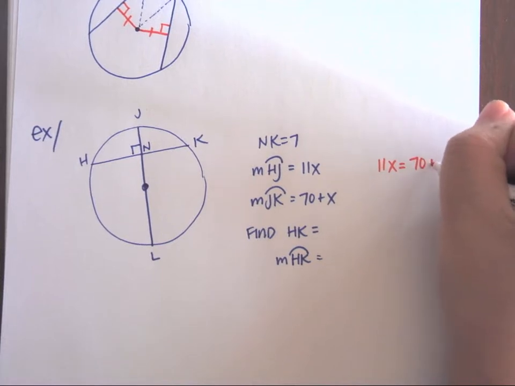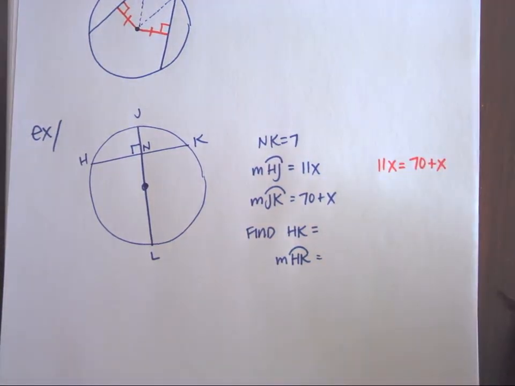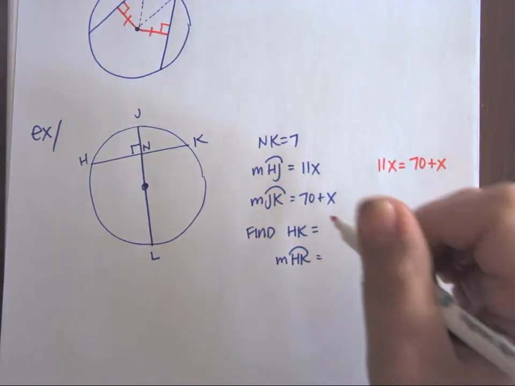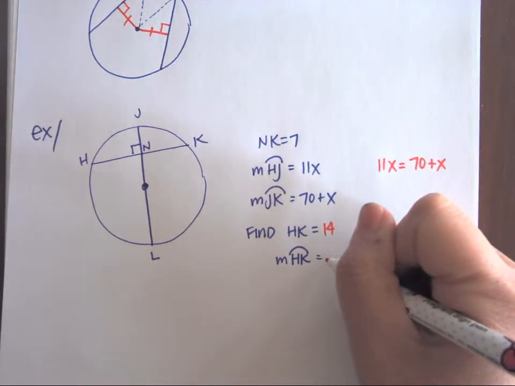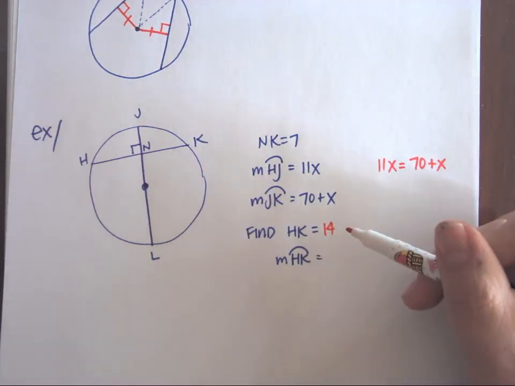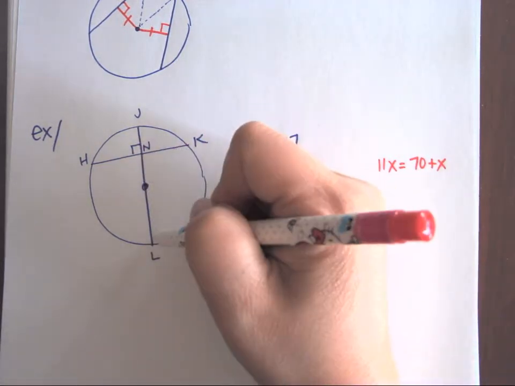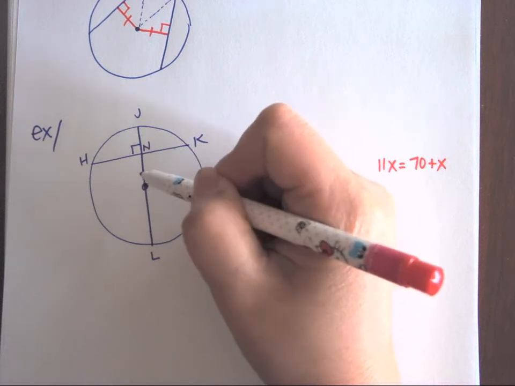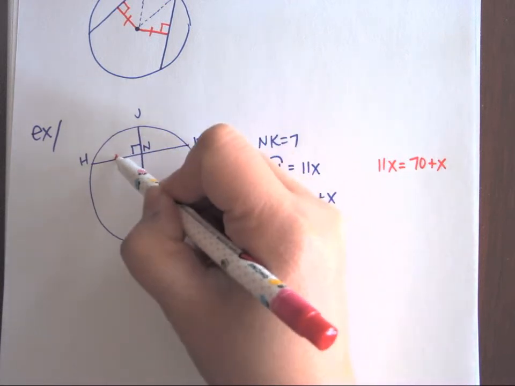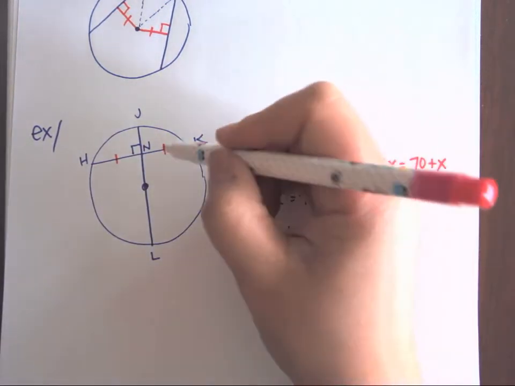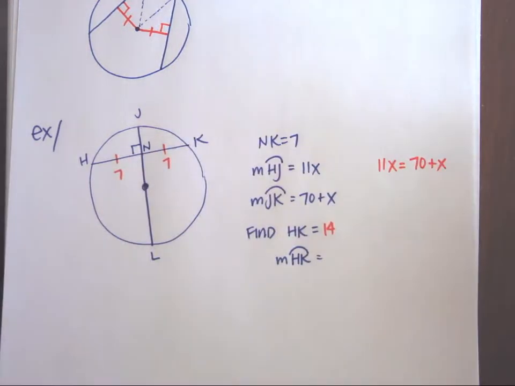You should have this equation and plug it back in. You'll get 14. Well, 14 is actually coming from just the diameter. This is a radius or diameter perpendicular to a chord, so this is bisected. So this is 7, this is also 7, which makes HK 14.